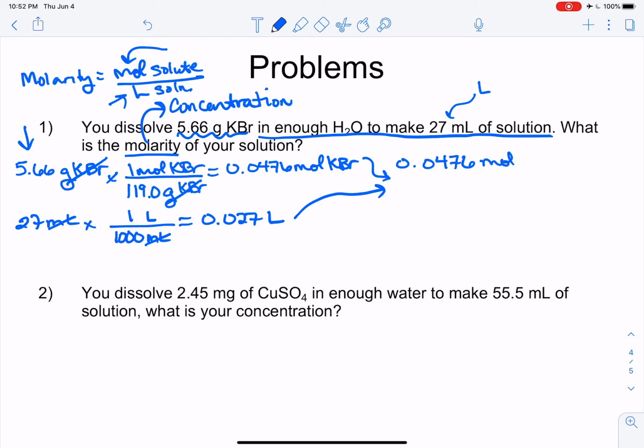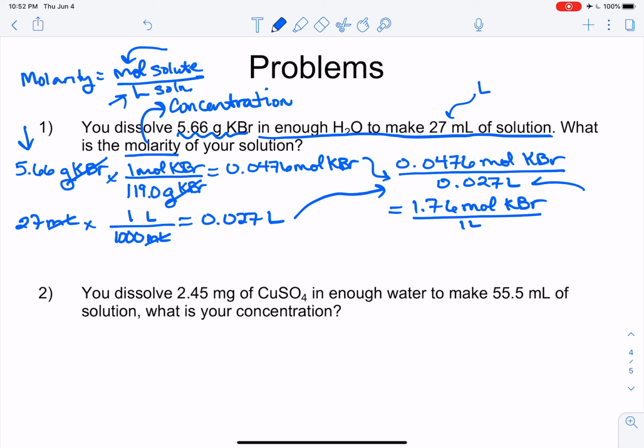So now we can put those two things together, and we have 0.0476 moles of potassium bromide divided by 0.027 liters, and what we're going to get is 1.76 moles of potassium bromide over 1 liter. And then we should say to ourselves, wait a minute, this value down here only has 2 sig figs. So I need to go to 1.8 to have the correct number of sig figs.